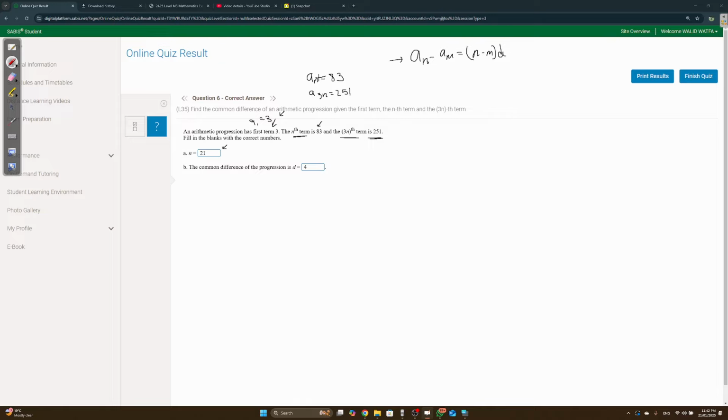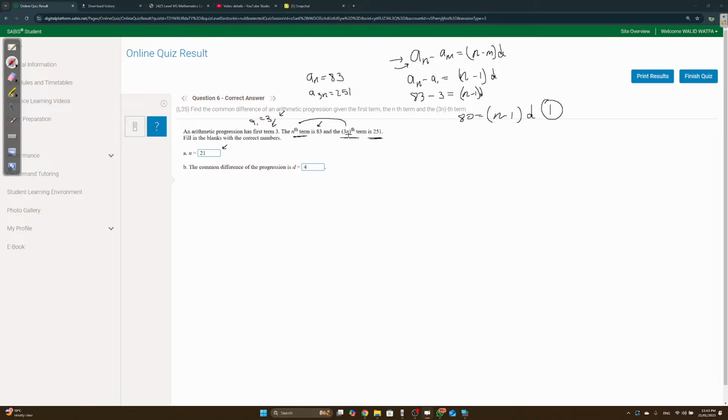Let's start with an and a1. So an minus a1 is equal to n minus 1 d. Right? Because I'm substituting the letters. We know an is 83, we know a1 is 3, equals n minus 1 d. You get 80 is equal to n minus 1 d. That's the first equation. The second equation, you can use also this formula, but with an and a3n.